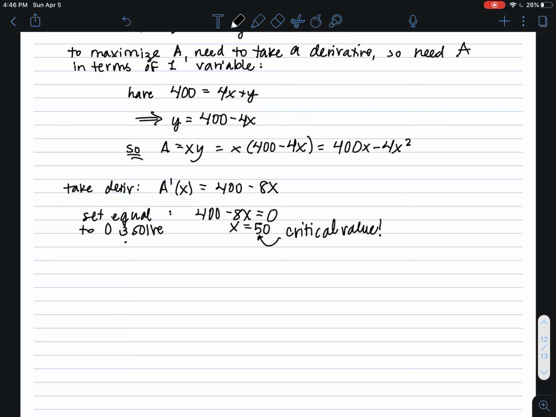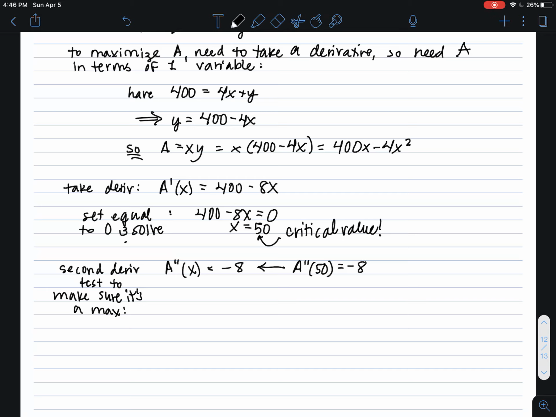We're going to use the second derivative test. The second derivative of our area is just negative 8. The second derivative at 50, therefore, is just negative 8 because the second derivative doesn't depend on x, right? So whatever x I plug in, I'm going to get negative 8. Negative 8 is less than 0, which we know from the second derivative test means this is a local maximum.